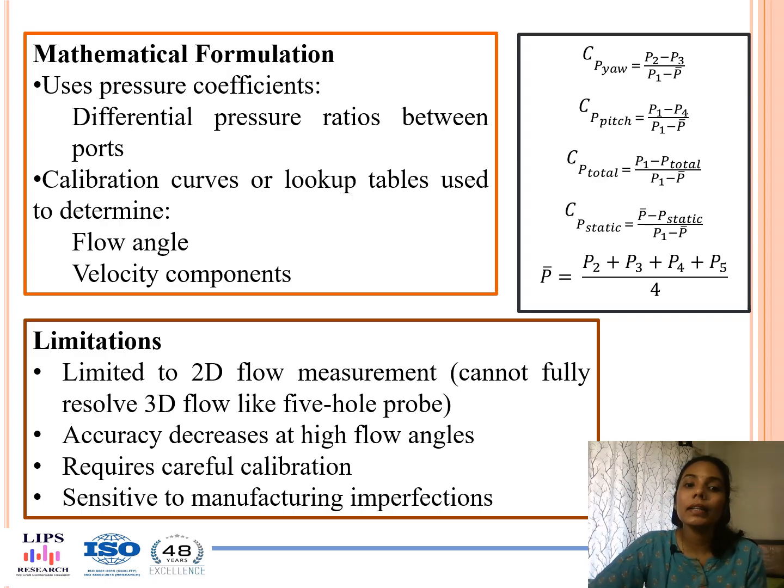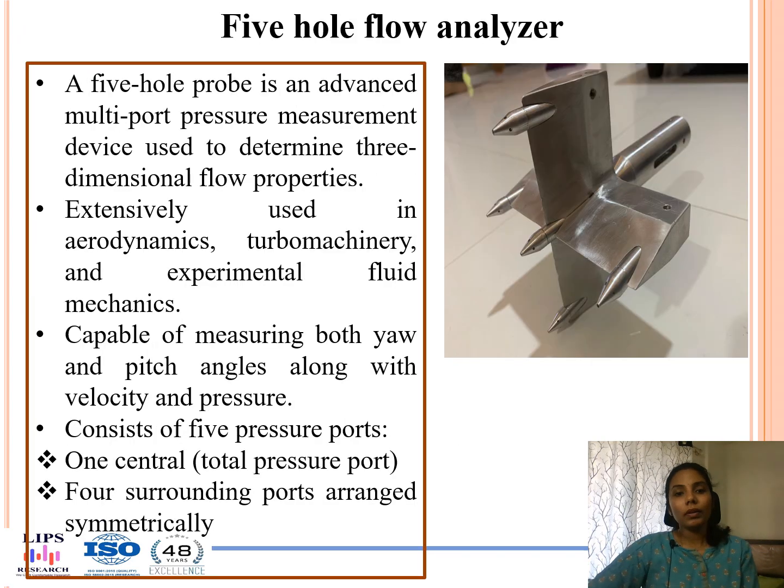Now, the third limitation: it requires careful calibration. Since all the measurement depends on pressure differences, even small errors in calibration can significantly disturb the final output. So proper calibration across the entire range of flow angle is essential for reliable data. The final limitation is the sensitivity to manufacturing imperfections. Any misalignment or manufacturing defect will completely affect our intention of getting a proper flow measurement. Now let's discuss the 5-hole flow analyzer.